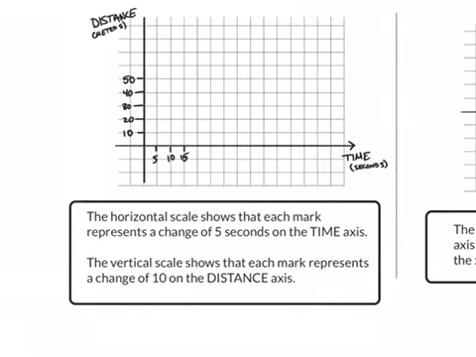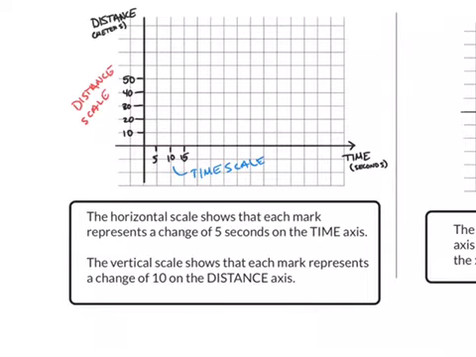Here's our first one. We have a graph that is comparing time to distance. Time is being measured in seconds, distance is being measured in meters, and we have a scale here for the time axis and a scale for the distance axis. So here is our time scale, and here is our distance scale.